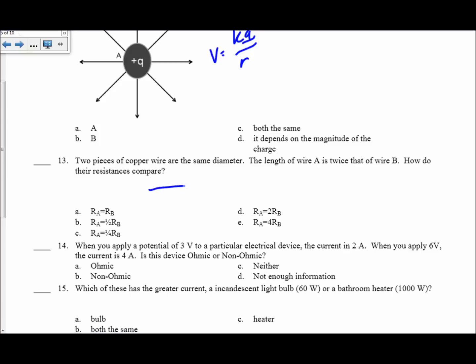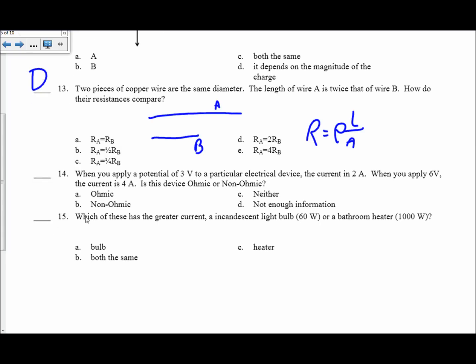Two pieces of copper wire, the same diameter. The length of wire A is twice the length of wire B. How do their resistances compare? Well, resistance is rho L over A. If L is big, R is big. So the resistance of wire A is twice the resistance of wire B. That's D.